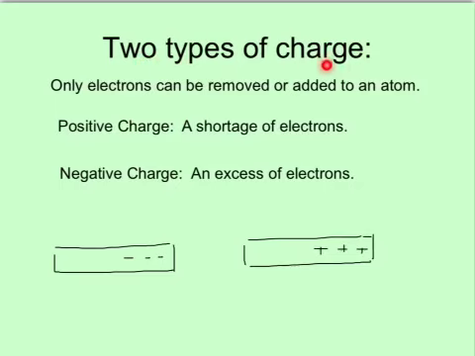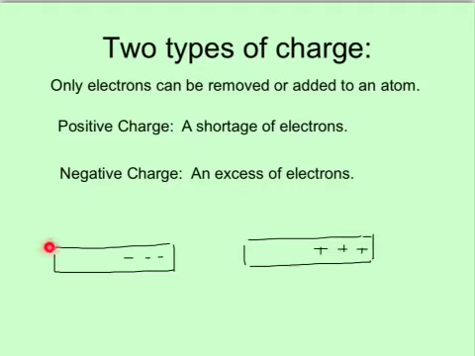2 types of charge. Only electrons and not protons can be removed or added to an atom. That's a very important point. Positive charge means a shortage of electrons. Negative charge means an excess of electrons.